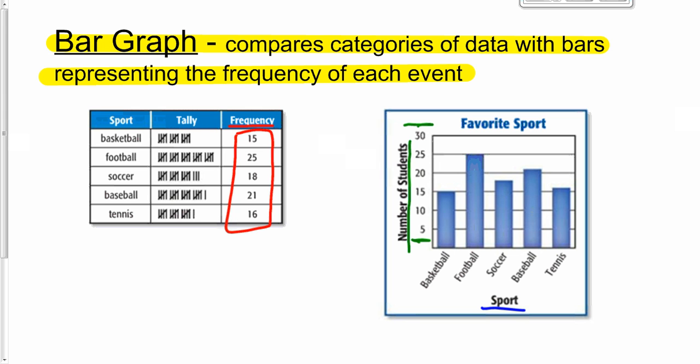So yeah, that's just a quick summary of what a bar graph is, and then obviously the frequency will go. So for instance, basketball had 15 people say it was their favorite, so that bar will correlate to how many responses they had for basketball. So just a quick review on bar graphs.